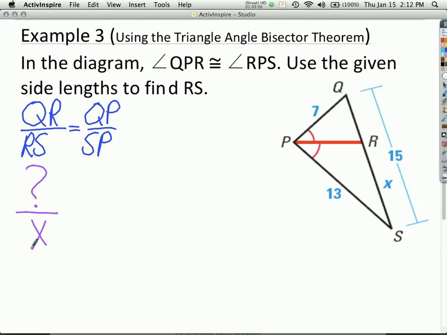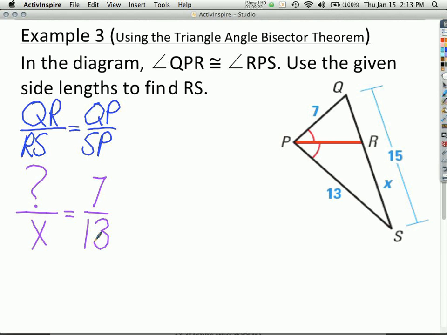Is X equals QP is 7, it's right there, and SP is 13, that's right there. So we've got a lot of what we need, but we're missing something.